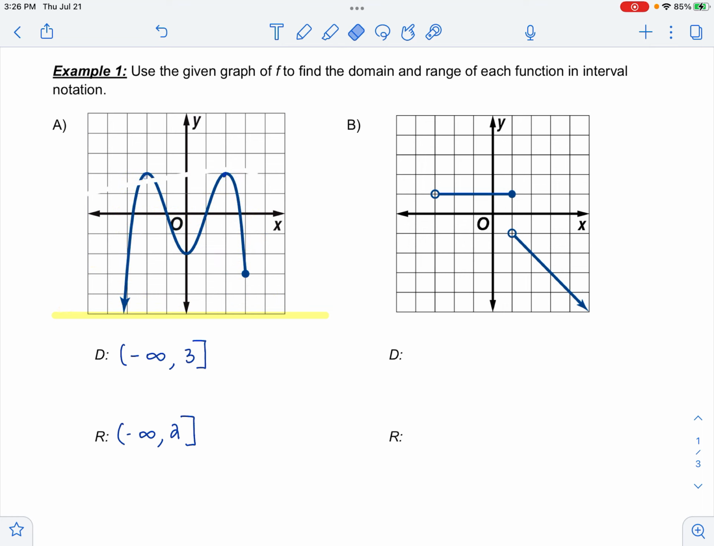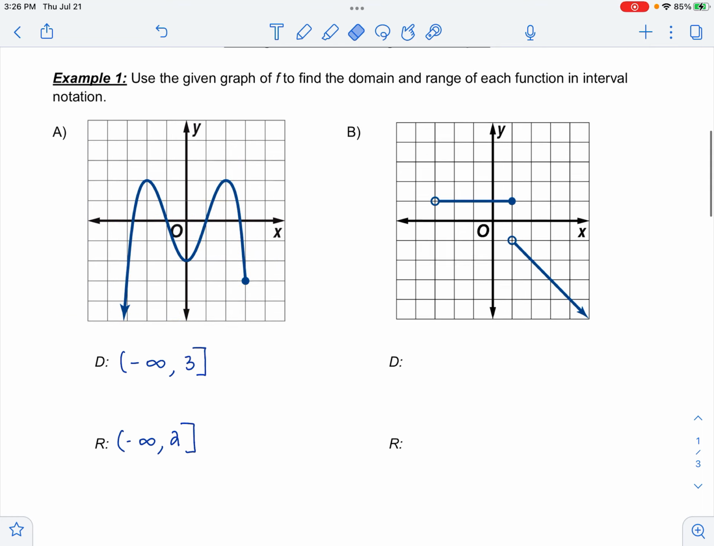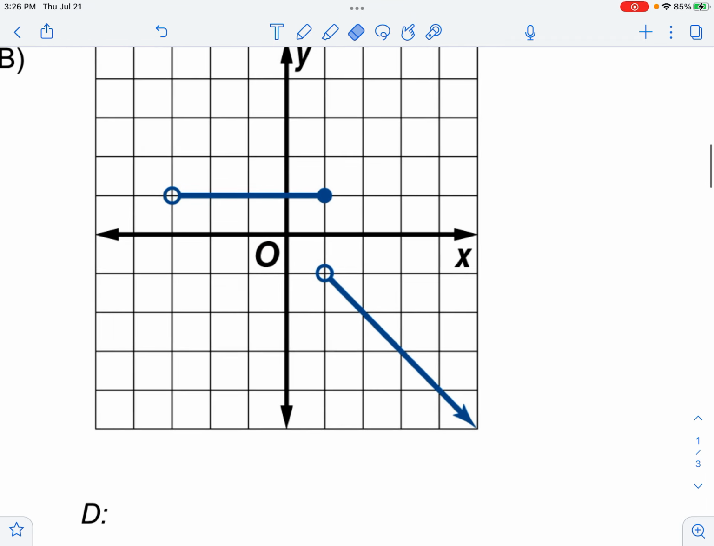Okay, moving on to the next one. Go ahead and pause the video and try this one yourself. All right, let's see how you did.